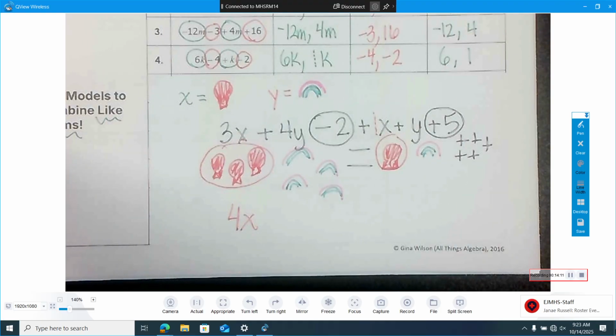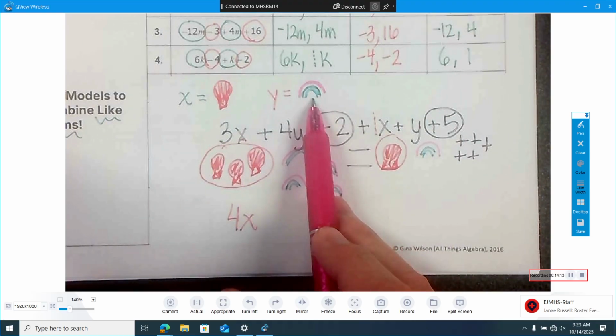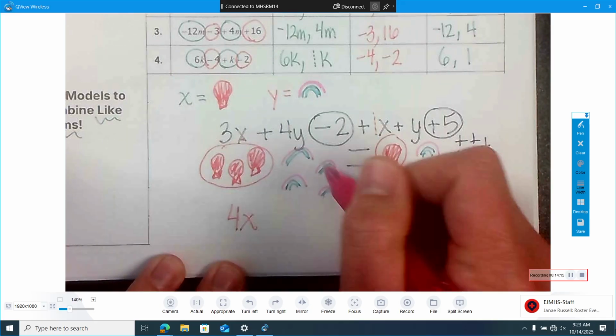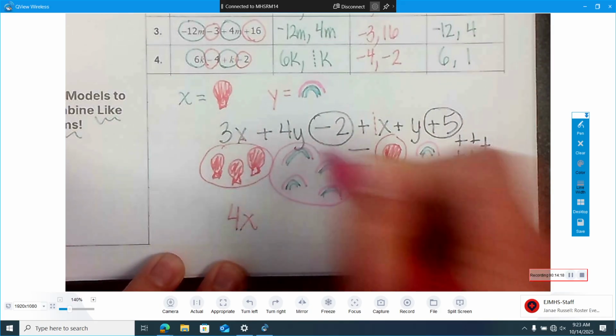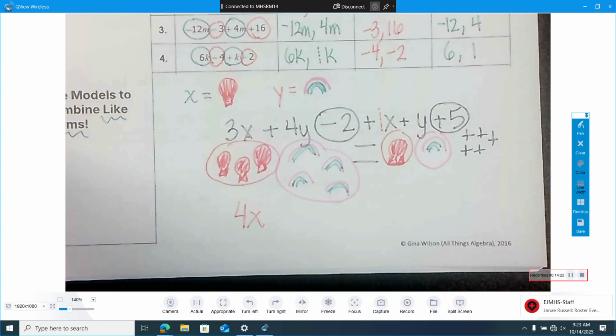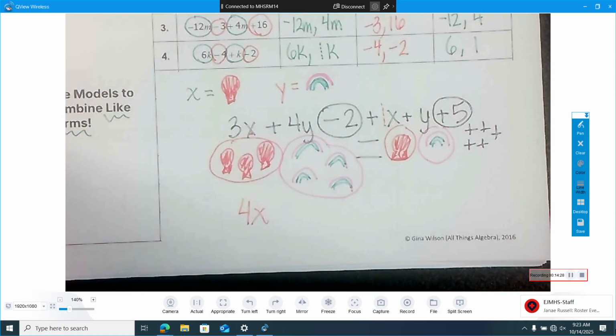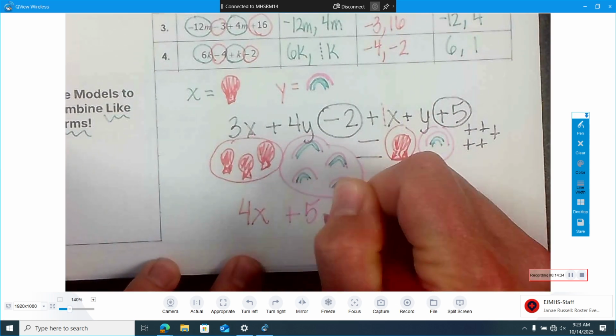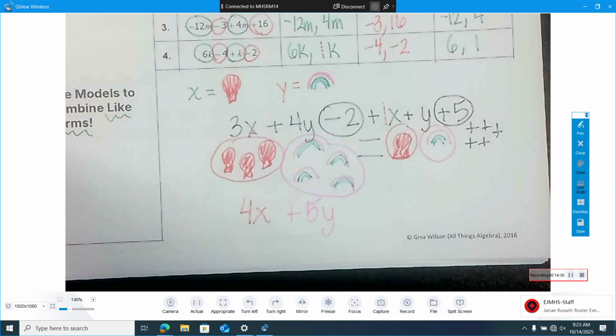And now I want to look at my cute little rainbows here. I got 4 little rainbows, and I got 1 more little rainbow. So how many rainbows do we have? We got 5 little rainbows. So how could I represent that? 5 what? Are they positive, happy little rainbows, or are they negative, lame little rainbows? They're +5 little happy rainbows. And so we would just write 5Y.